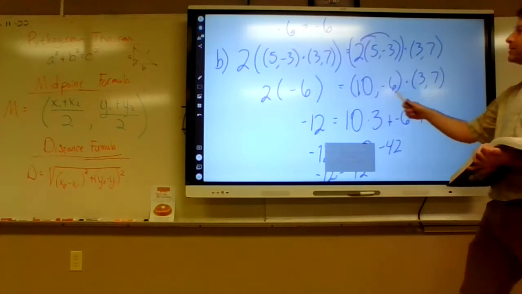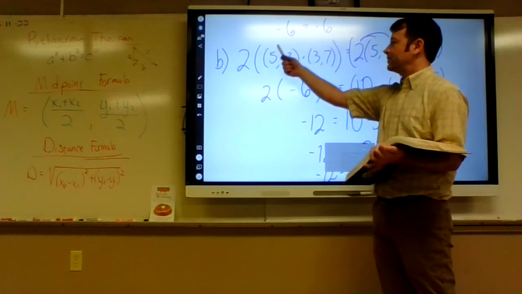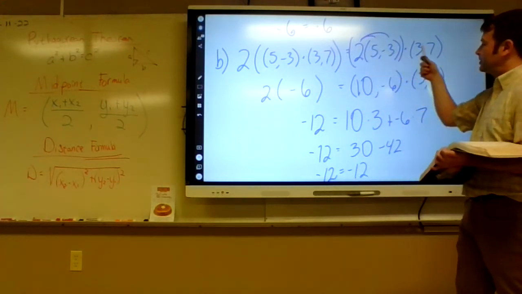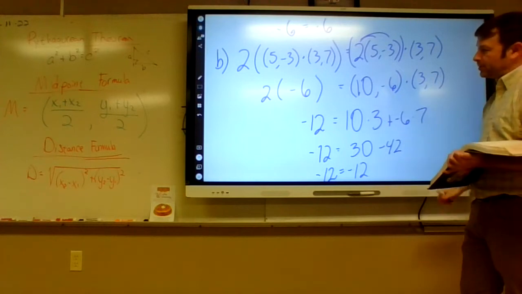See what I'm saying? On this one, we did the dot product first and then times 2. On this one, we did the first vector times 2 and then the dot product. They both come out as -12.